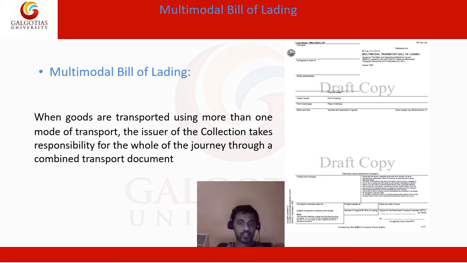In that case, the issuer and the collection takes the responsibility for the whole of the journey through a combined transport documentation. This is a draft copy, as you can see, of the multimodal bill of lading when we talk about more than one mode of transport. The issuer will take the responsibility for the whole journey through a combined transport document, which you see on the right side here.